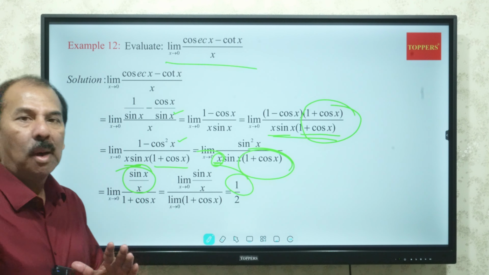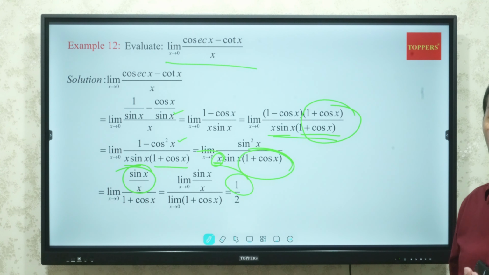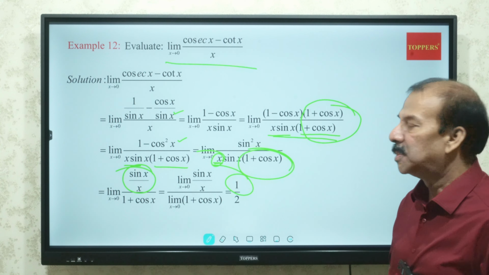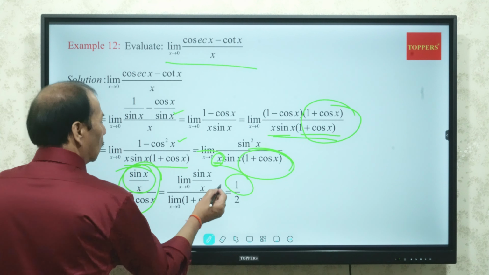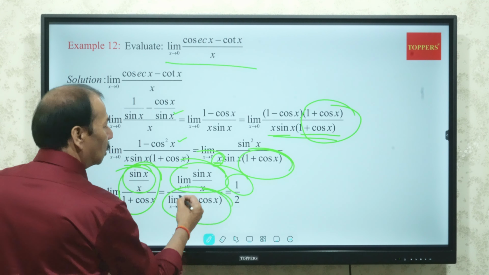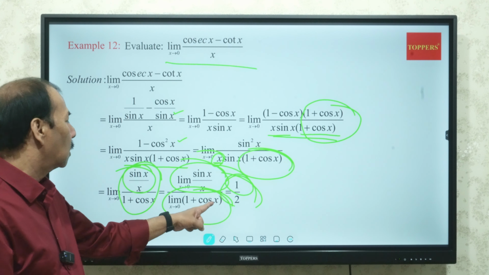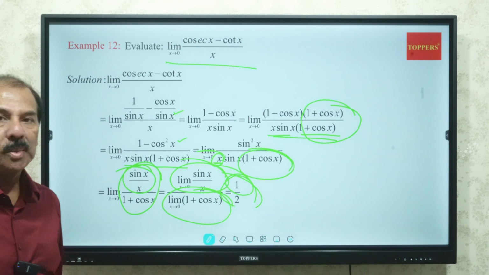the limiting value of f of x upon g of x when x tends to a is equal to the limiting value of f of x when x tends to a in the numerator divided by the limiting value of g of x when x tends to a in the denominator. Means separately we can calculate the limiting value of the terms in the numerator as well as the terms in the denominator, and that way we have used this. So the limit of this entire function is equal to limit of this divided by limit of this, and that becomes 1 upon 2. Here we are getting cos x when x tends to 0, that is 1, 1 plus 1 is 2, so finally it is equal to 1 by 2.